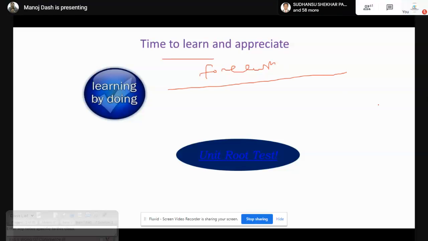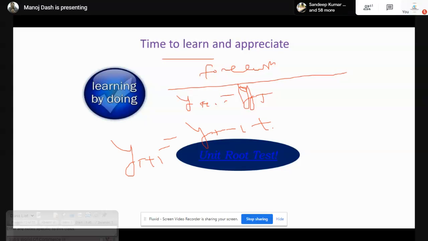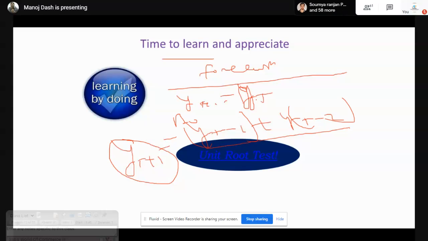In time series, what happens? Suppose I want to predict Yt+1. It depends upon its previous price. Am I right or not? Yes, sir. Or suppose tomorrow's price depends upon yesterday's price plus the day before yesterday's price. Possible or not? Yes, sir. When you want to forecast tomorrow, it is based upon the previous price and the day before's price. This is called lag 1. This is called lag 2.